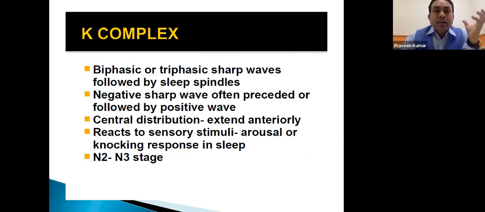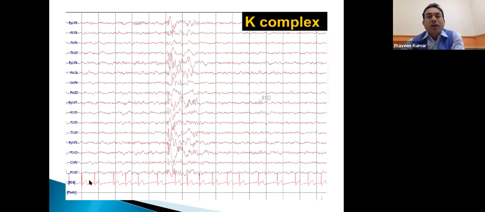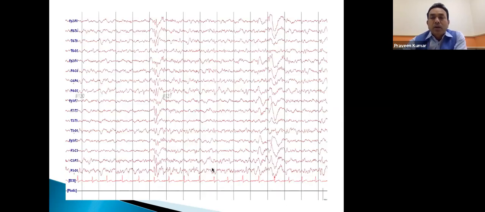Third is the K complex. A K complex is a biphasic or triphasic sharp wave. We saw the wave morphology in the beginning. They are followed by sleep spindles, and they are also seen in sleep only. So waves going up, down, and then coming up, and then maybe followed by the spindles. High amplitude waves going up, down, and then followed by the spindles. These are the K complexes. They are also a feature of a normal sleep pattern. So these are classical of sleep.